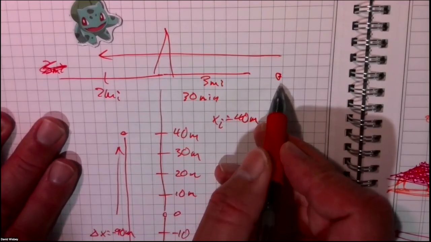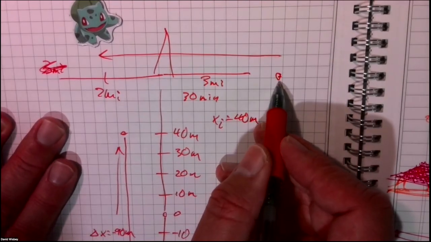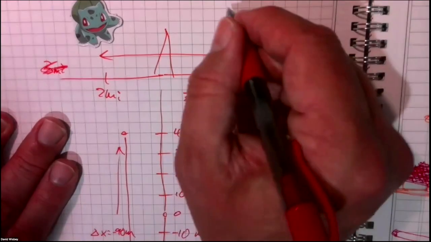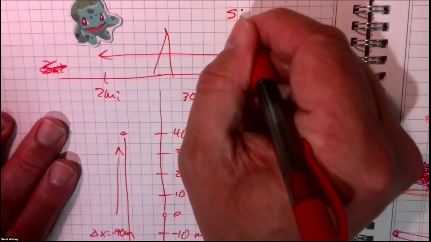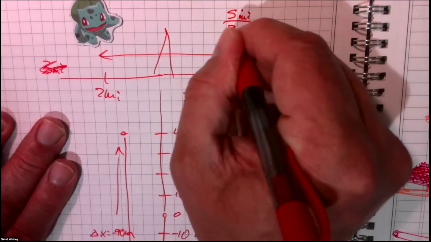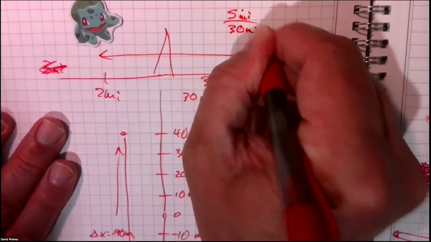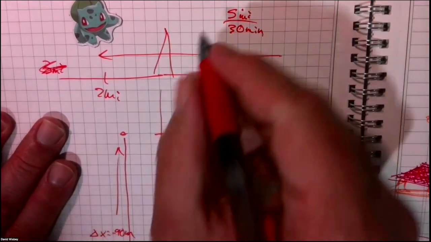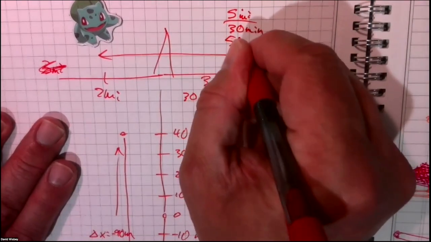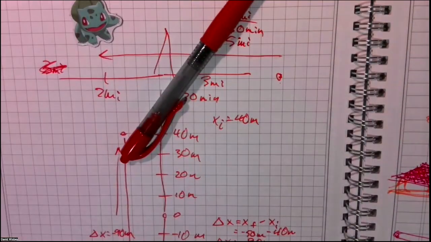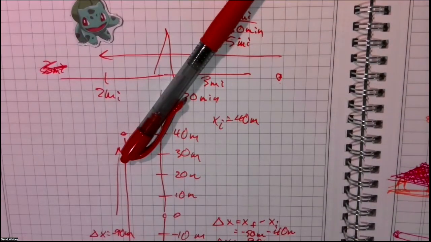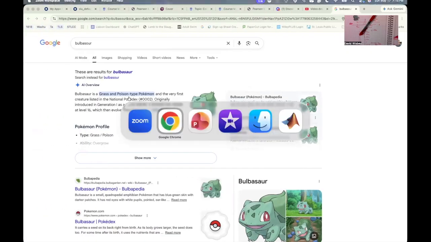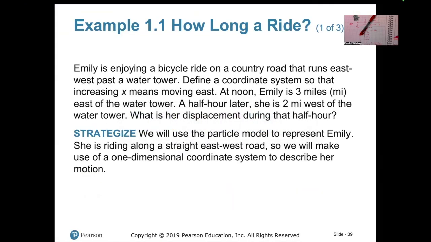Well, we start off here at 3 miles. We went back to the center, and so that was 5 miles in 30 minutes. Okay, so that was our displacement. Our displacement was 5 miles. Okay, that wasn't too bad of a problem. All right, was that all that it's asking for?